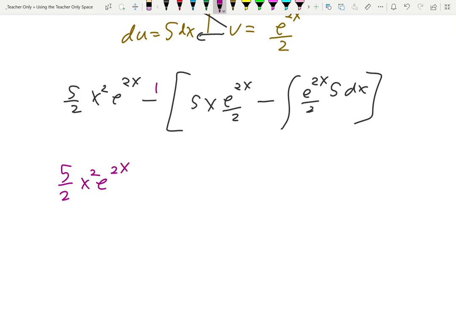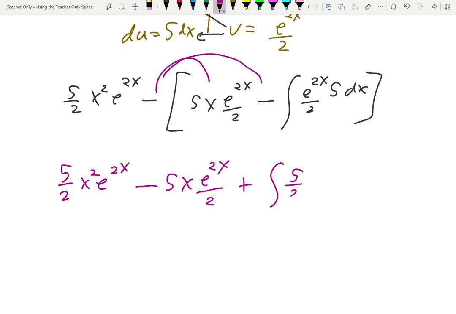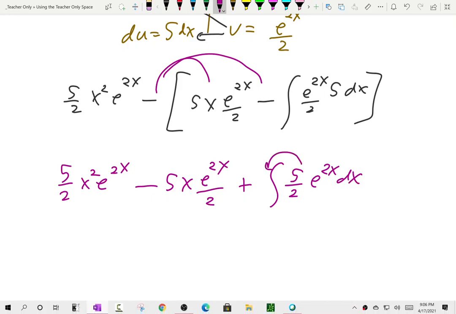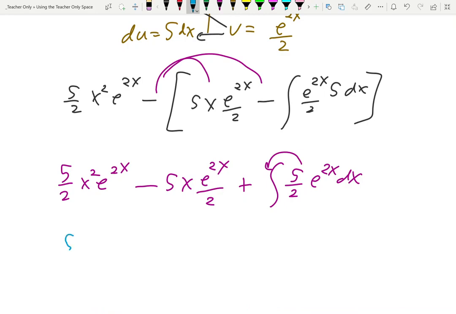All right, what I'm going to do is take this negative and distribute it through. So this is going to be negative 5x e to the 2x divided by 2 plus the antiderivative. And here I'm going to rewrite this as 5 halves e to the 2x dx. And if we wanted to, we can use the constant multiplier rule. It says we can move this 5 halves out to the front, which we could have actually done with the 5 from the very beginning if we wanted to. But I don't know why. It just seems like a good idea to refresh, so I thought I would mention it.